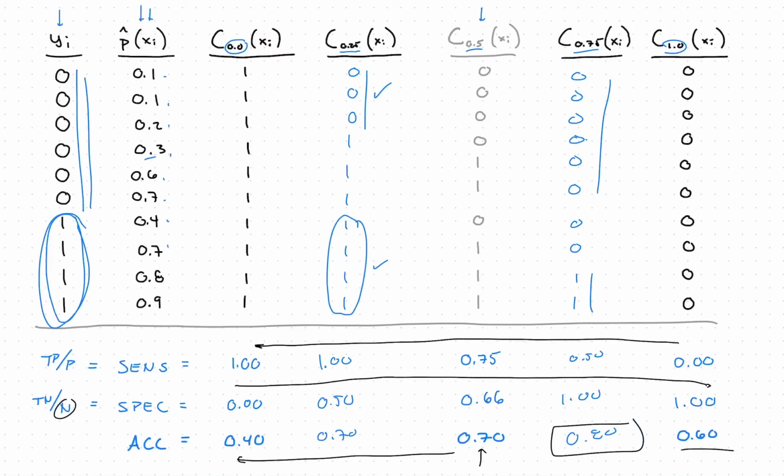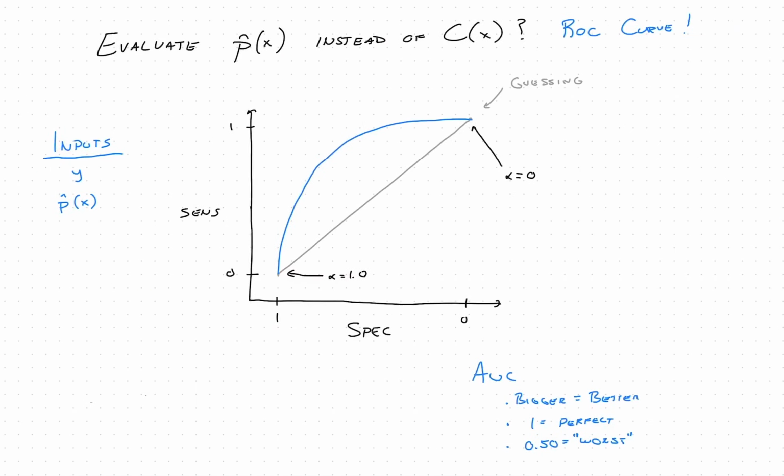So then just one more quick note. We can talk about evaluating our estimated probability distribution instead of the classifier using something called an ROC curve. So the ROC curve sort of takes two things as input. The estimated probabilities that y is 1 for each observation, and the true labels of 0 or 1, and then it creates a plot like this, where on the y-axis we have the sensitivity going from 0 to 1, and on the x-axis we have the specificity going from 1 to 0.